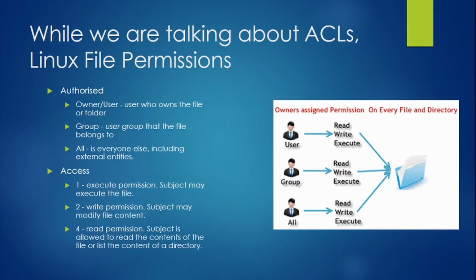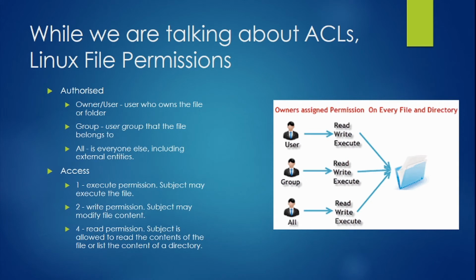Okay, so while we're talking about access control lists, I want to step sideways into the file permissions in Linux-based systems. So basically, there are three levels of authorized entities that can gain access to a file or a folder. And then we have three levels of access provided to them.